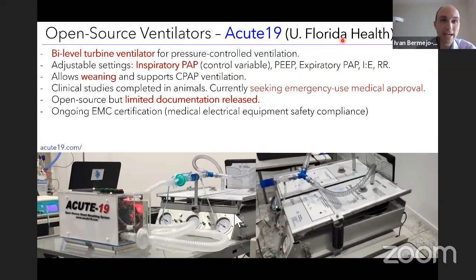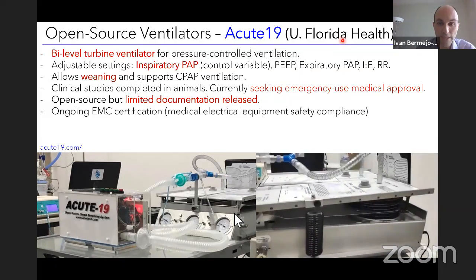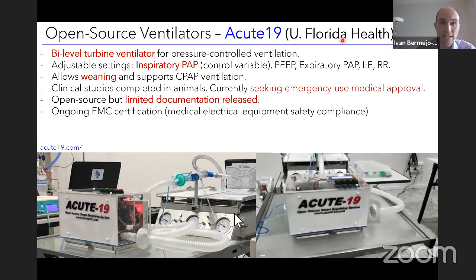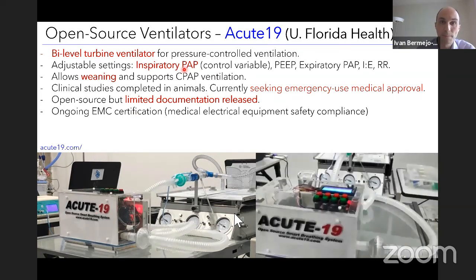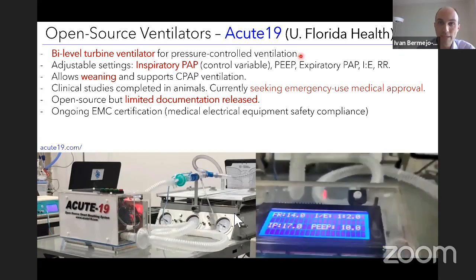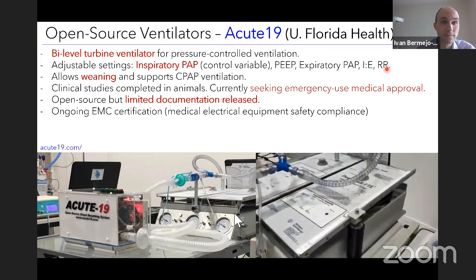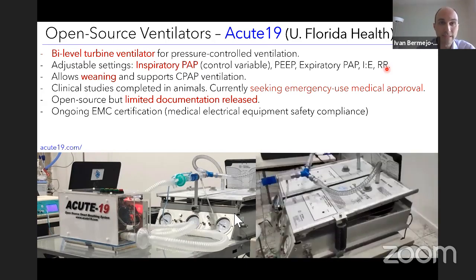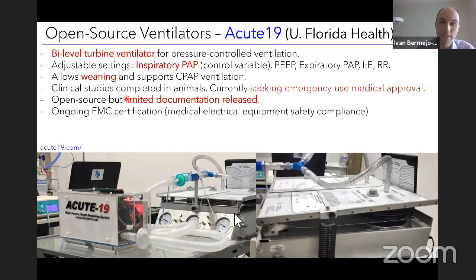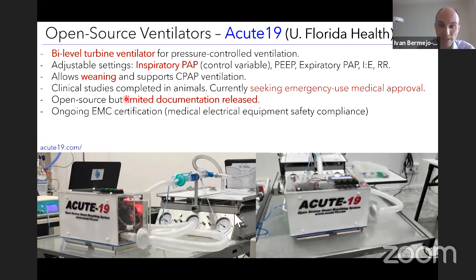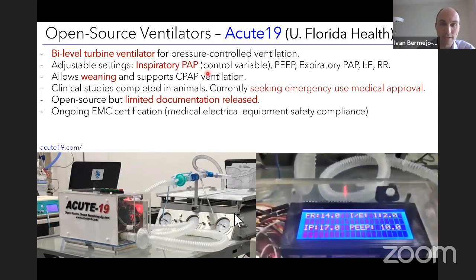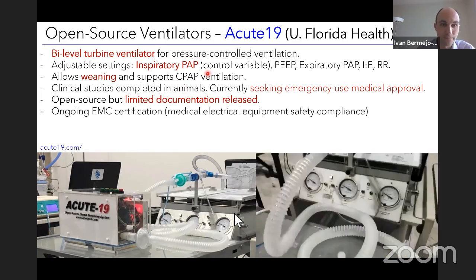It is based on a bi-level turbine ventilator system. So instead of volume control ventilation, it provides pressure control ventilation. The setting is the inspiratory positive airway pressure, and you can also control the other parameters that we mentioned before in the mechanical ventilation terminology. One of the advantages of this system is that it allows a weaning process that gradually removes the ventilation support from the patient as the patient recovers. It also supports a different type of non-invasive ventilation, the continuous positive airway pressure.